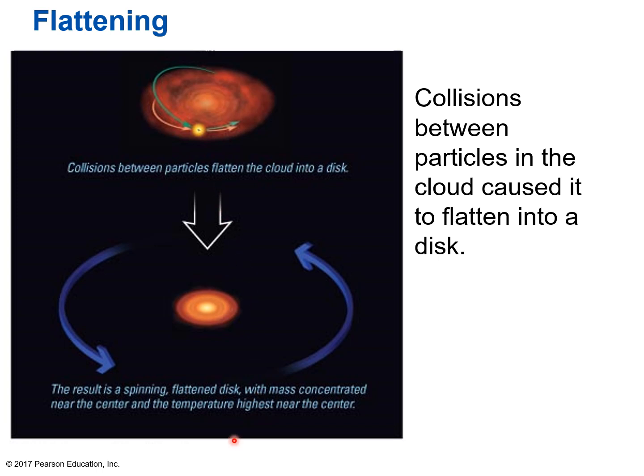The result is a spinning flattened disk with mass concentrated near the center and the temperature highest near the center. So that center is what we call a protostar, or the proto-sun if we're referring to our own solar system. That will eventually become the sun when it heats up enough to ignite nuclear fusion. The disk is where planets are going to form.